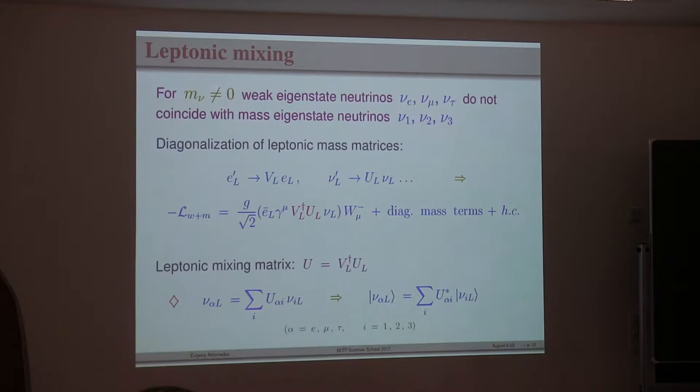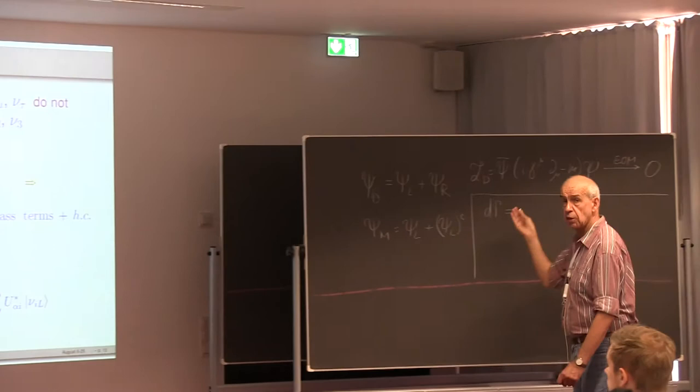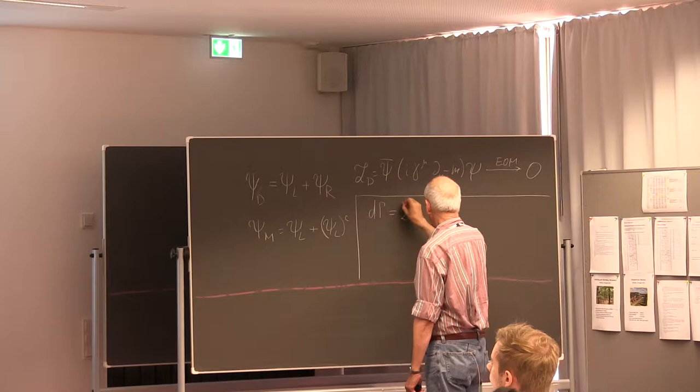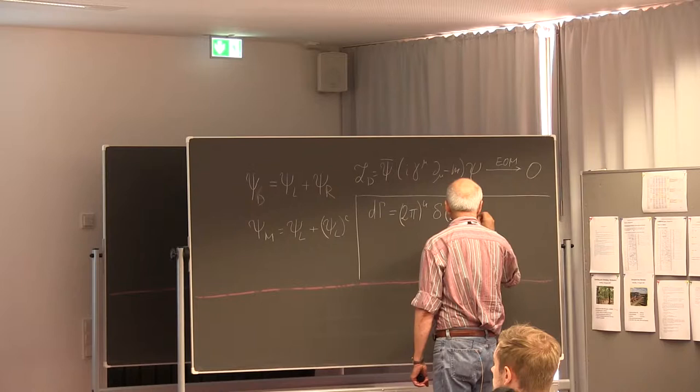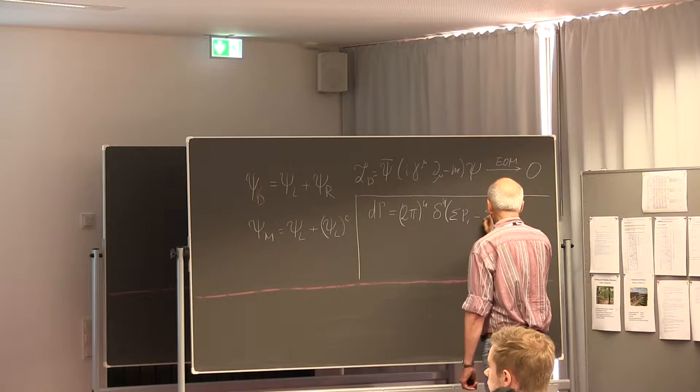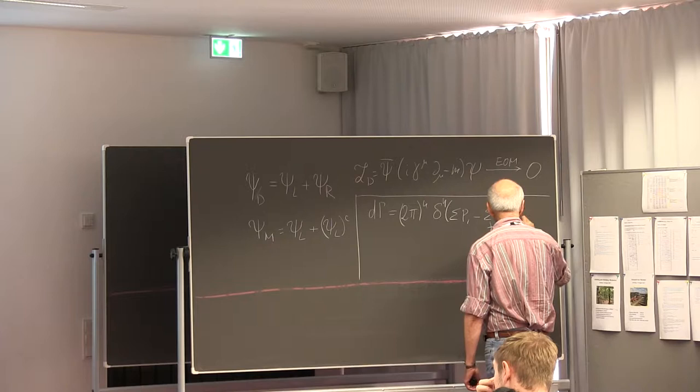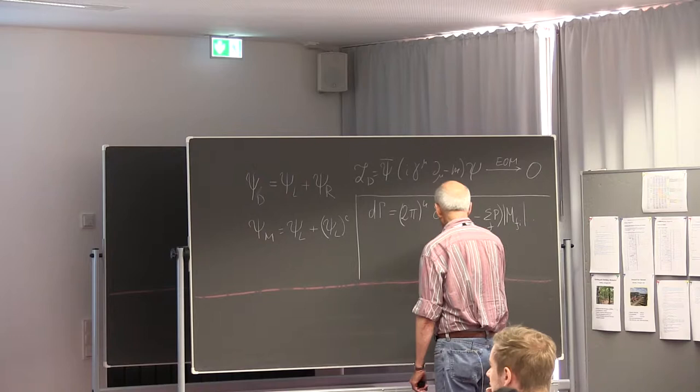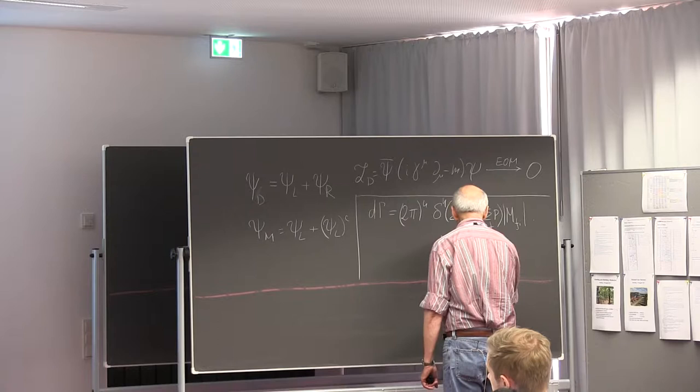We know that probabilities of processes in quantum theory are given by the generalized Fermi golden rule. So it is (2 pi) to the 4 times delta function of the sum of all four momenta in the initial state minus the same for the final state, times the squared modulus of the matrix element of the transition operator, times the phase space volume for all particles in the final state.